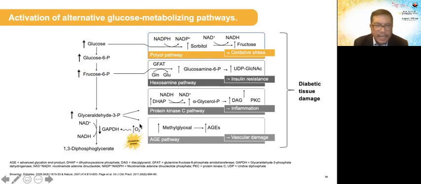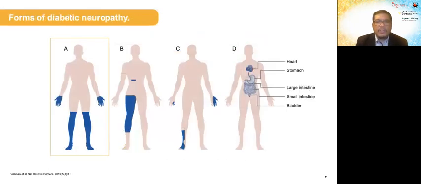So as you can see here, oxidative stress is very important because of that increased activation of glucose metabolic pathways. And this will eventually cause the complications of diabetes, and of course, this includes your diabetic neuropathy. There are several ways of classifying or characterizing diabetic neuropathy. The one on the left, letter A, is the most common manifestation, and this is your distal symmetric polyneuropathy or your stocking and glove phenomenon.